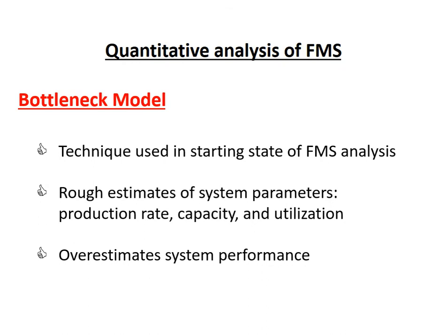And we have this bottleneck model, where in the starting step of FMS we have a scenario of depending on only one machining process, and only after that process is done will the remaining processes be done. That particular situation we call a bottleneck situation or bottleneck model, where rough estimates of system parameters, production rate, and capacity utilization are estimated, and system performance is overestimated. Taking all this into consideration, we will see how it works.